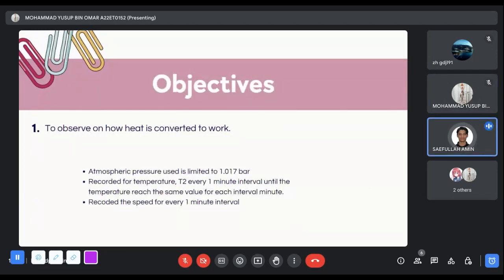For the objective, we want to observe how heat is converted to work, and our scope is that the atmospheric pressure used is limited to 1.017 bar. Then we will record our temperature T2 at every 1 minute interval until the temperature reaches the same value for each interval minute. I recorded the speed for every 1 minute interval.